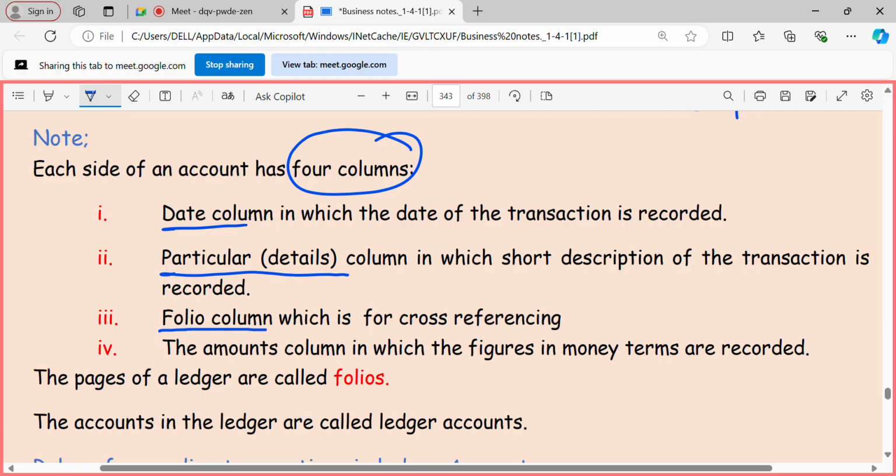Then you need to have the folio column. The folio column is meant for the pages. Folio is the pages of the ledger. The pages of the ledger, we call them the folio. So the folio column is where you write the pages of the ledger. Then lastly, we have the amount column. So you have the 4 columns in a ledger: the date, the particulars or details column, the folio column meant for the pages, and lastly the amounts column.